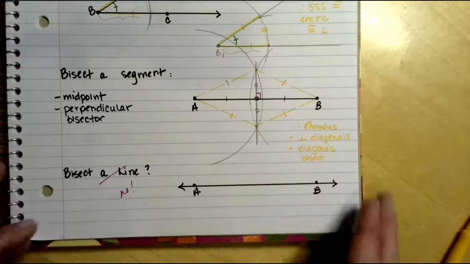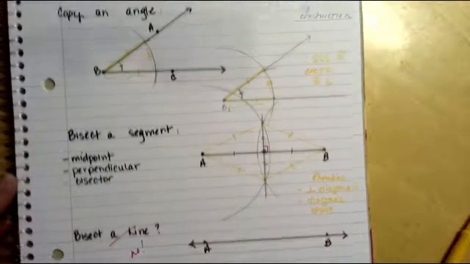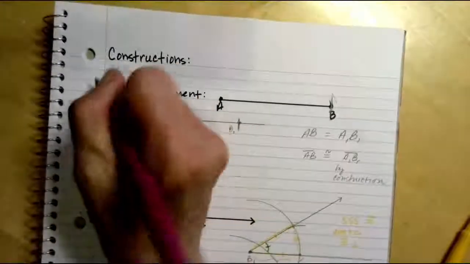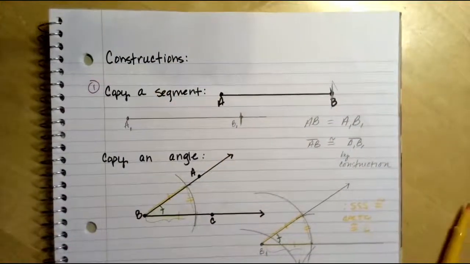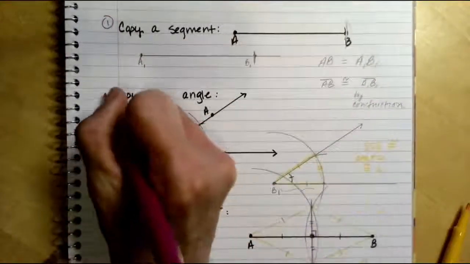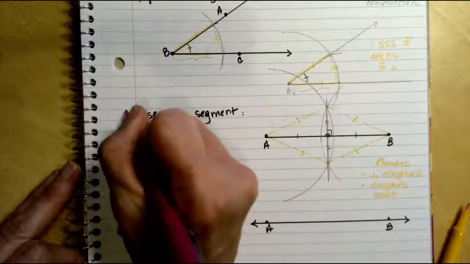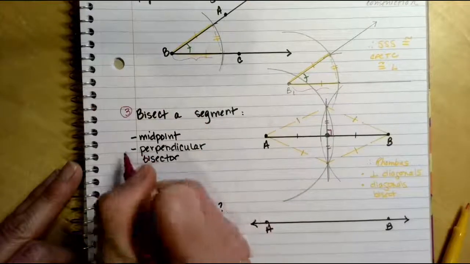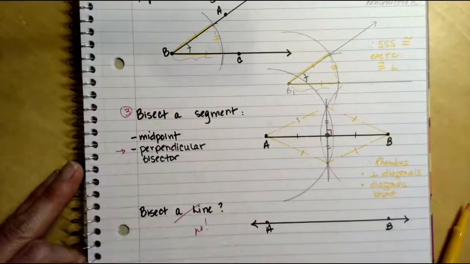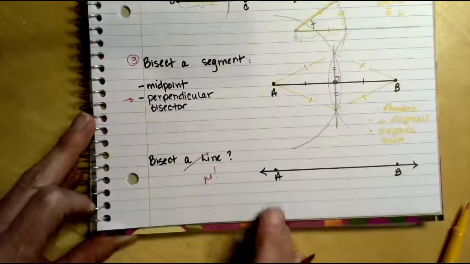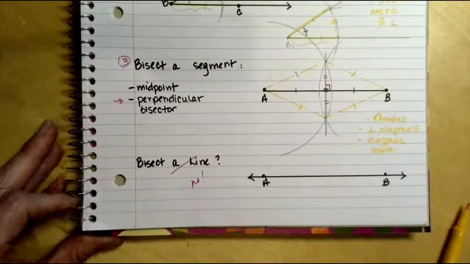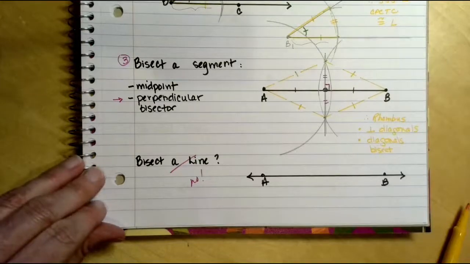All right, so that is constructions 1, 2, and 3. 1, copying a segment. 2, copying an angle. 3 is bisecting that segment with a perpendicular bisector. And remembering there's no bisecting lines. All right, your next video is going to cover your next constructions.